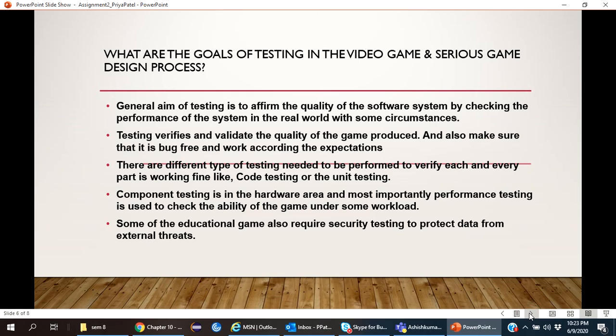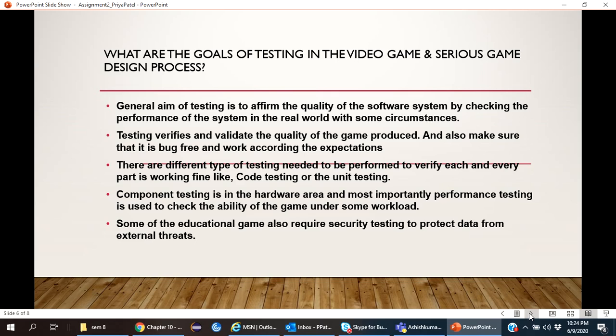There are also some goals in testing for video games and serious games. The general aim of testing is to affirm the quality of the software design or any software system, like a game, by checking the performance of the system in the real world under some circumstances, right? Testing verifies and validates the quality of the game produced and also makes sure that it is bug free and works according to expectations.